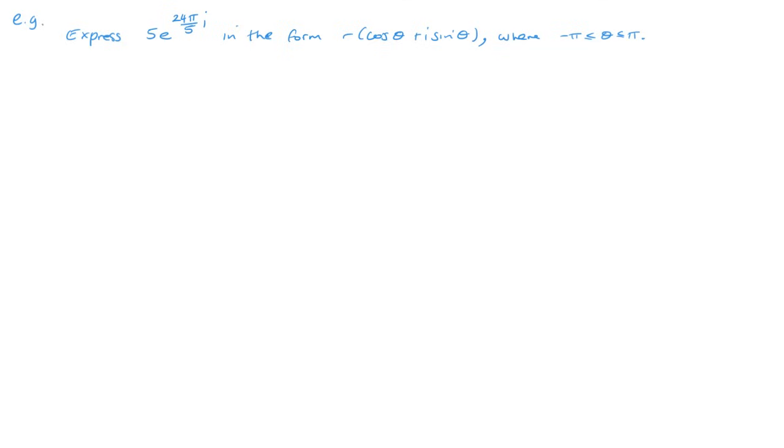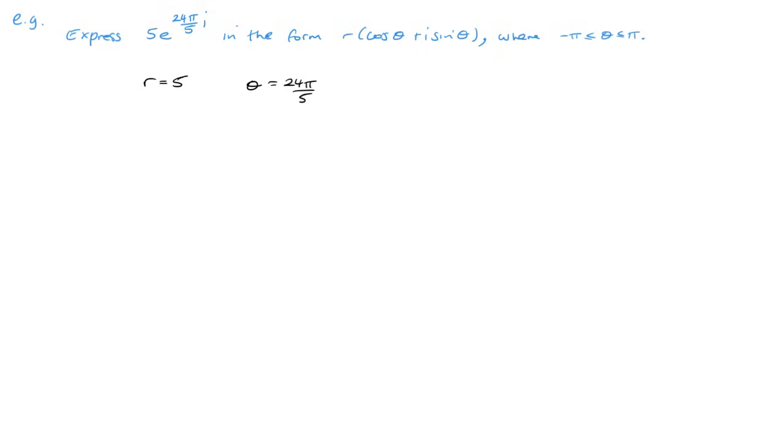Now let's look at converting it just into the modulus argument form, and the reason I show you this one is the angle size. We've got that r equals 5 and theta equals 24 pi over 5.